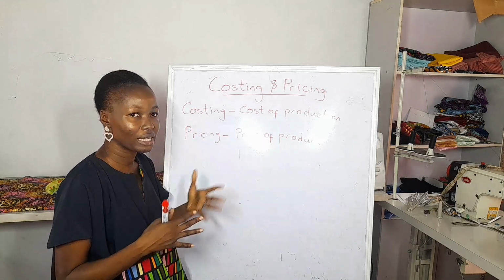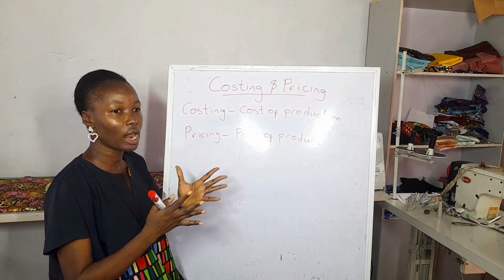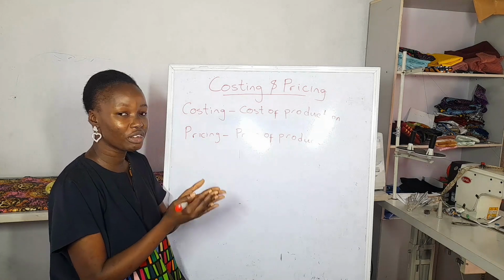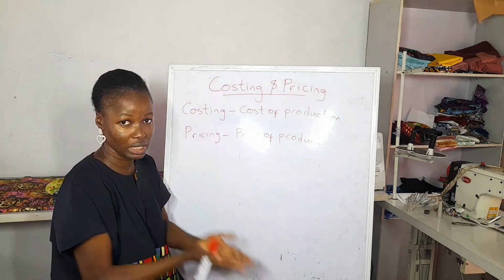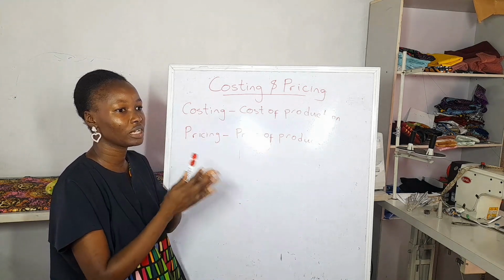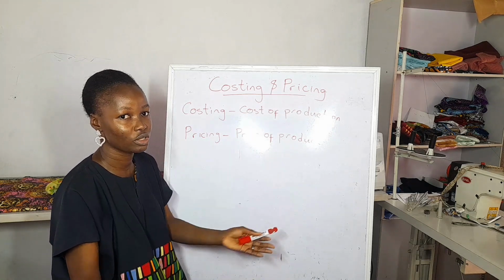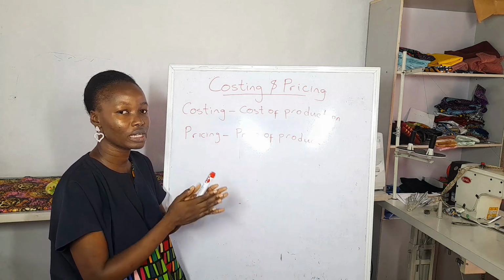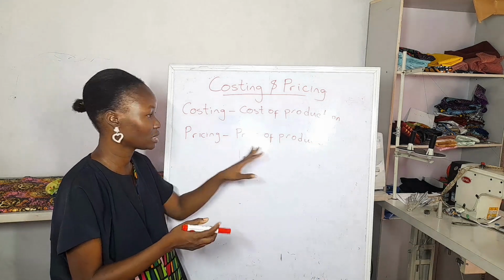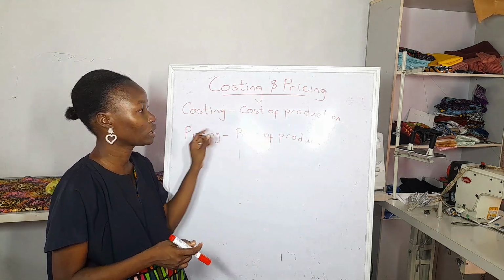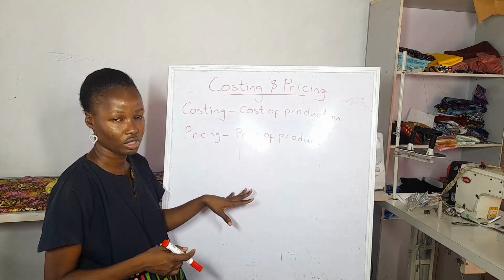Now when it comes to pricing, pricing is the actual amount you are giving out the outfit you've made for. How much do you want to sell it for, for instance, for ready to wear? This is what pricing is about. So the first thing we'll be calculating is our cost of production.